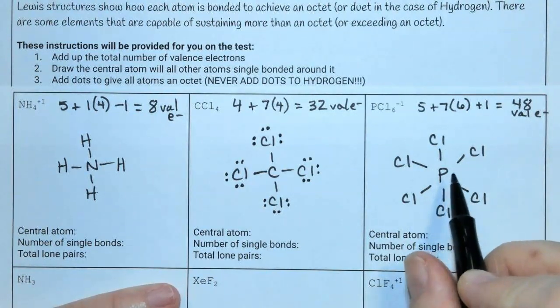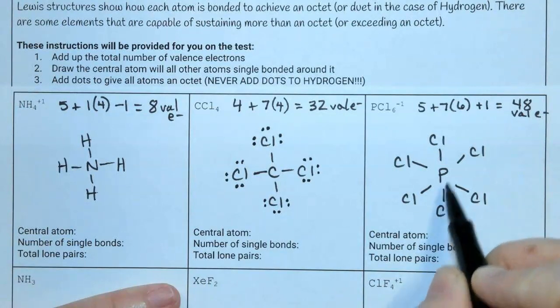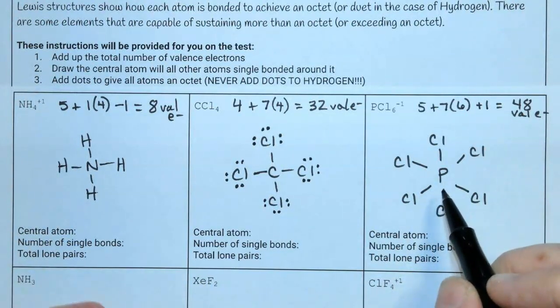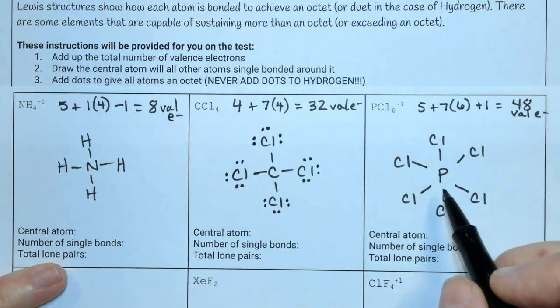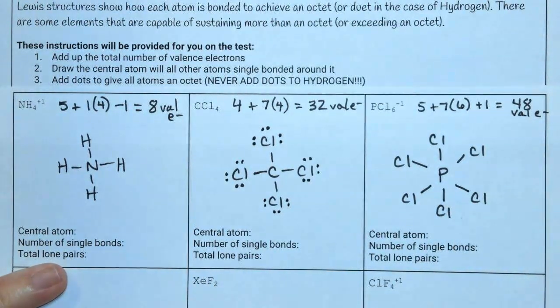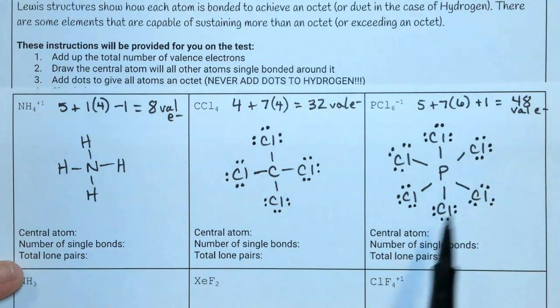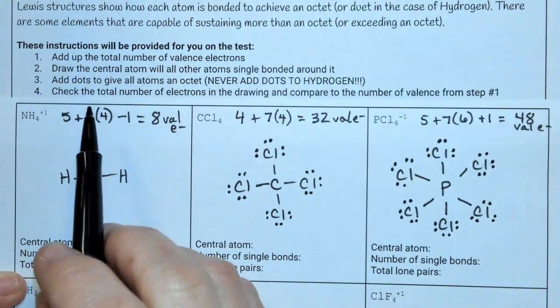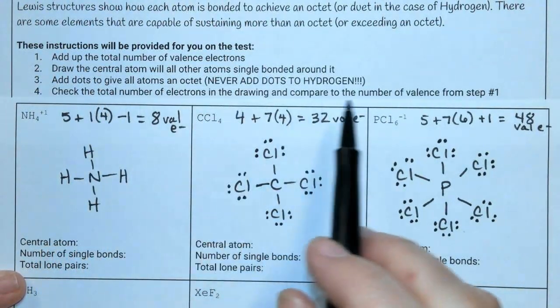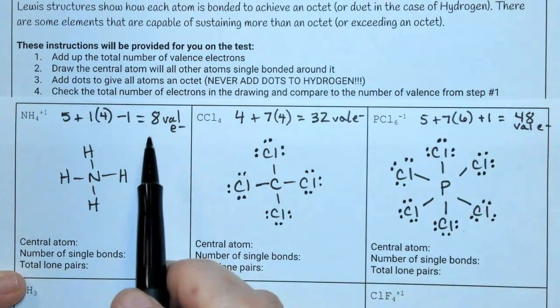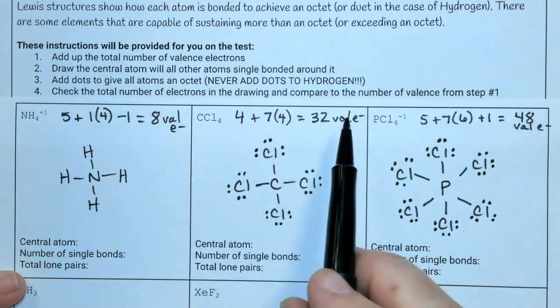Phosphorus has more than an octet, 2, 4, 6, 8, 10, 12, and that's okay because it can do what's called exceed the octet rule. That would be any atom that is atomic number 15 or higher. Now that I have finished adding my dots, the next step says check the total number of electrons in the drawing and compare them to this number that we got in step 1.